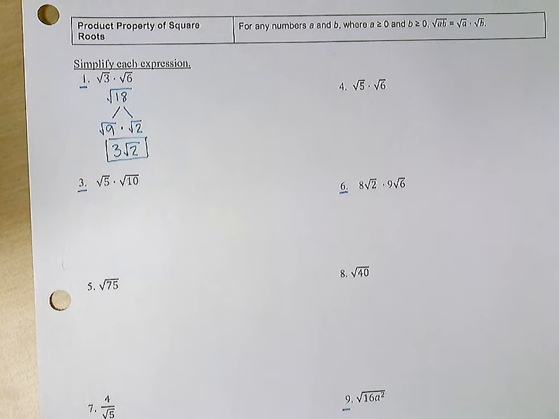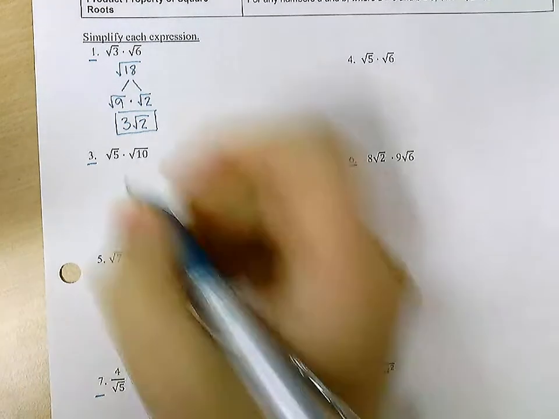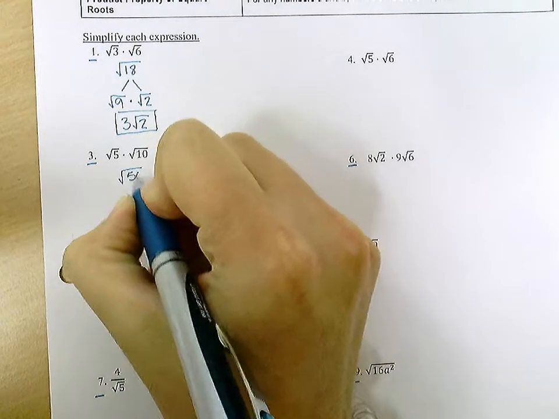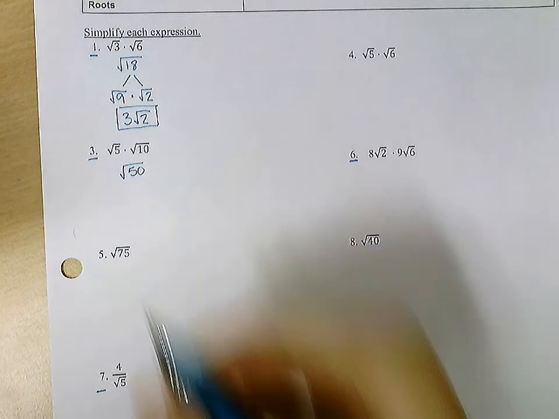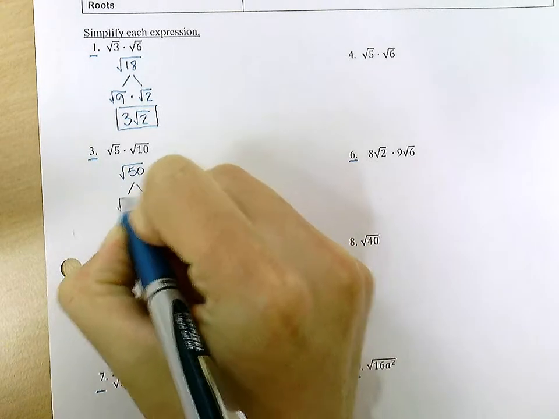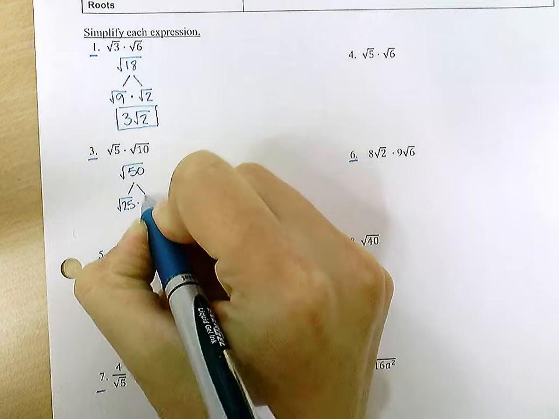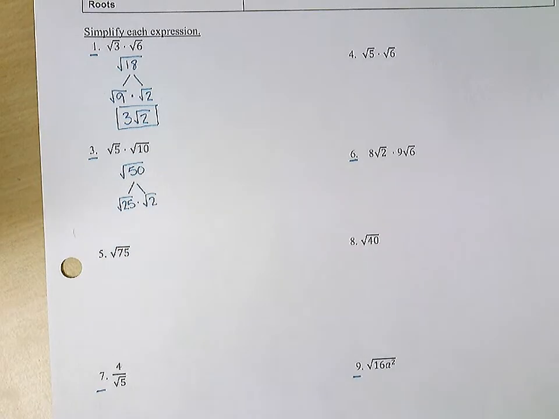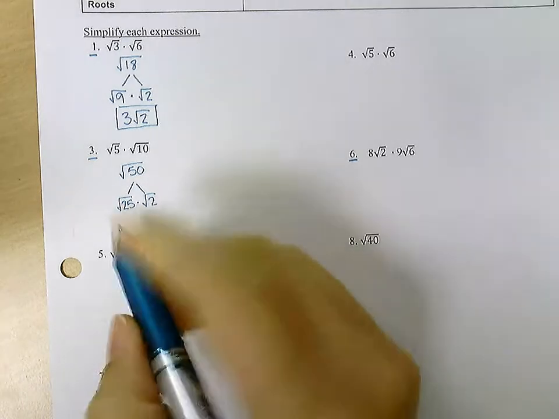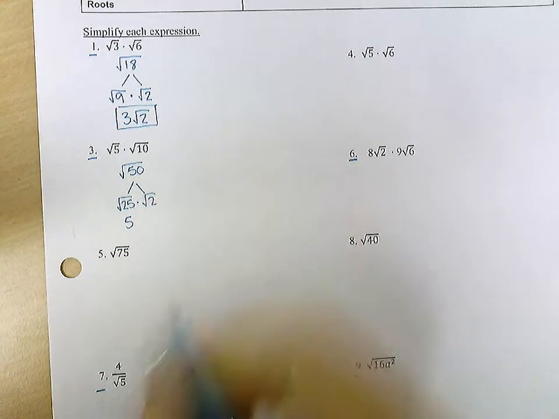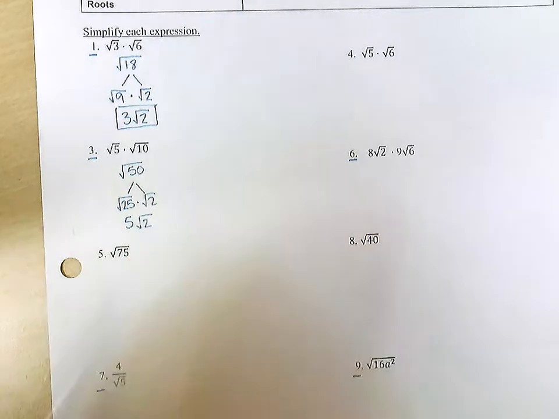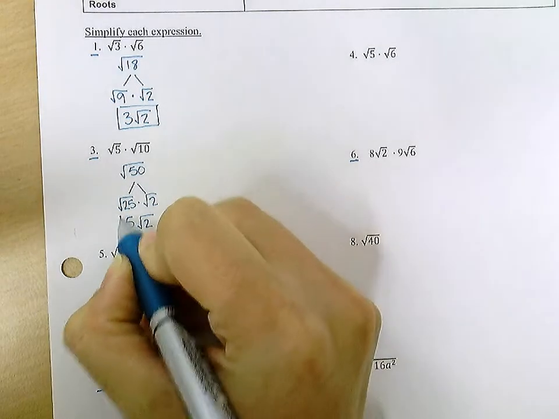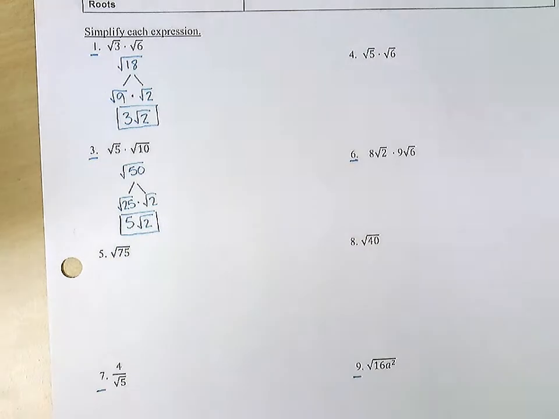As I walked around, most people had this one figured out. So we have 5 times 10, so I have the square root of 50. The square root of 50 can be split into the square root of 25 times the square root of 2. And again, I want to split it into that because I can take the square root of 25. That is 5. And then again, I have this remaining square root of 2 here. And that would be your simplified answer.